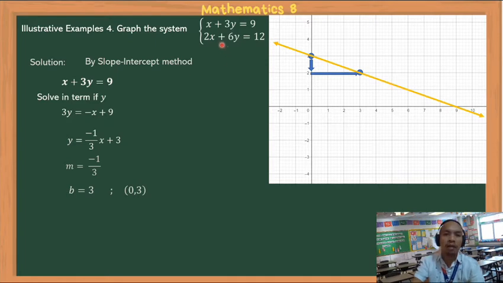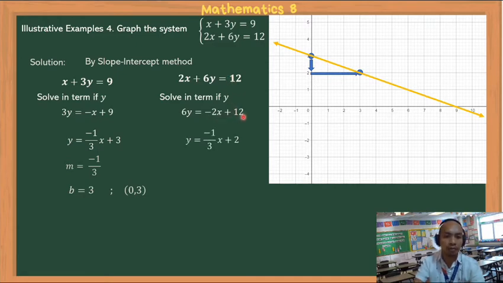Now let's graph the equation 2x plus 6y is equal to 12. Solve the equation in terms of y. So 6y would be negative 2x. We just copy positive 12. So divide both sides of the equation by 6. So 6y divided by 6 is 1y or y. Negative 2 divided by 6 is negative 1 over 3. Then positive 12 divided by 6 is positive 2.